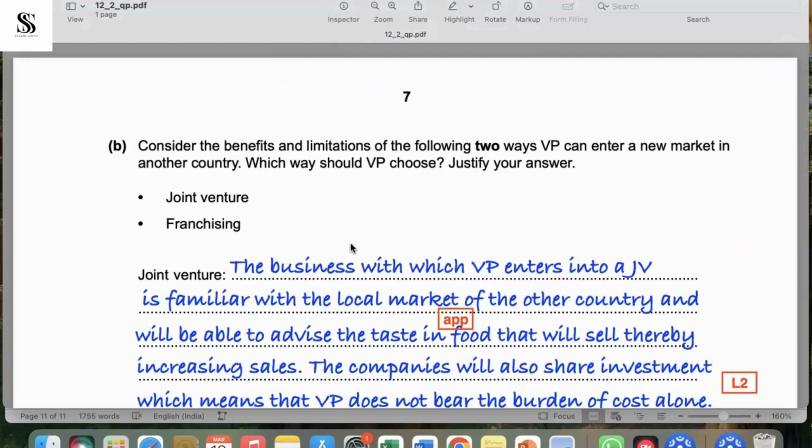Let's go on to a third category that you might find these 12 marks coming your way.